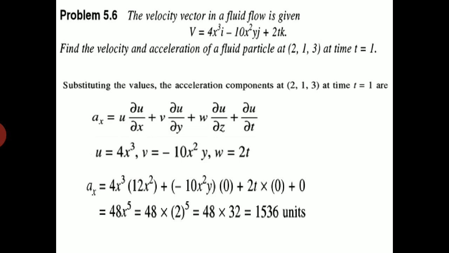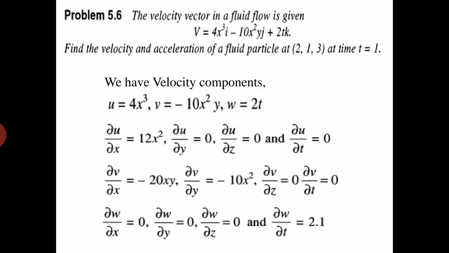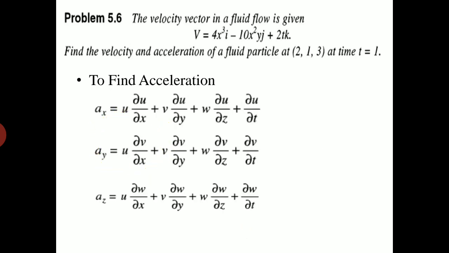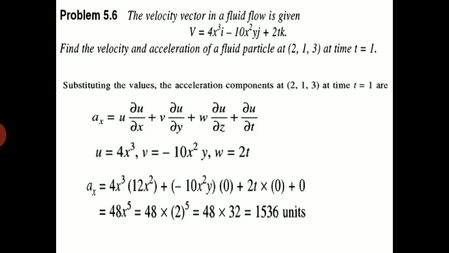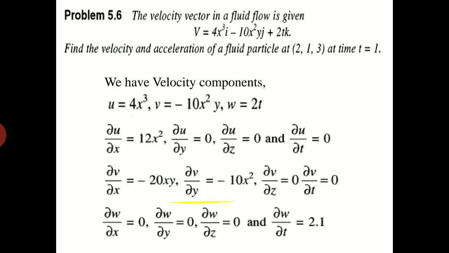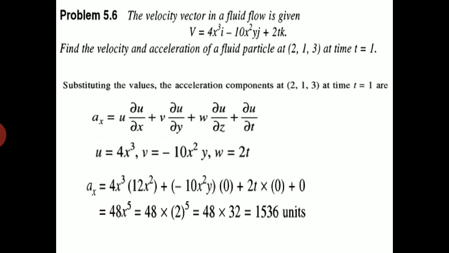So just look in this equation. We are having u is equal to 4x cube, and dabba u by dabba x, we are having it as 12x square. From where we are getting this? We have done the derivation of this dabba u by dabba x, which is equal to 12x square. So we'll be substituting this 12x square over here. So that is 4x cube into 12x square.